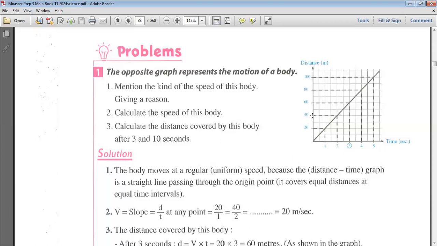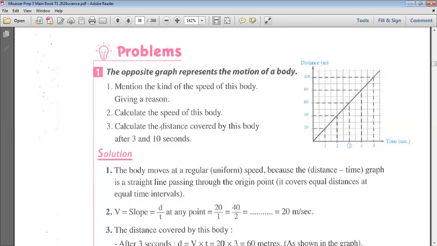When the distance is 40, the time is 2 seconds, so 40 over 2 is 20 meters per second. When it is 60, the time is 3, so 60 over 3 is 20 meters per second. So this is regular speed: 20 meters per second each time. I can get the speed from any point. The speed equals distance over time, equal to 20 meters per second.